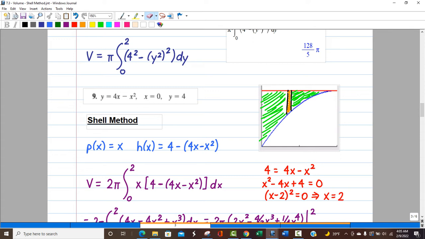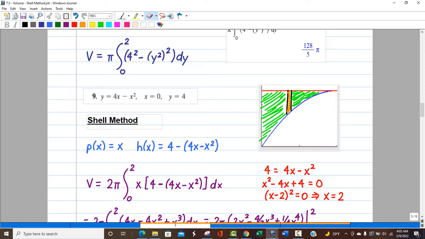So here's this function, y equals 4x minus x squared. And we're bounded by the y-axis, x equals 0, and then the horizontal line, y equals 4. So it's a vertical rectangle because we're going around the y-axis. And then the distance p of x from the axis of revolution to the rectangle would be x, like so.